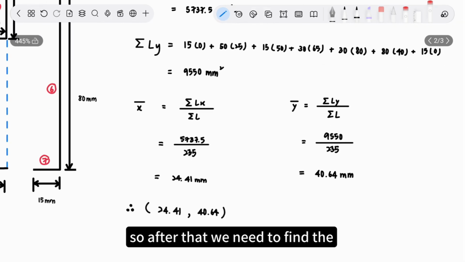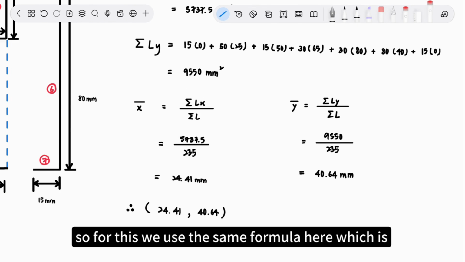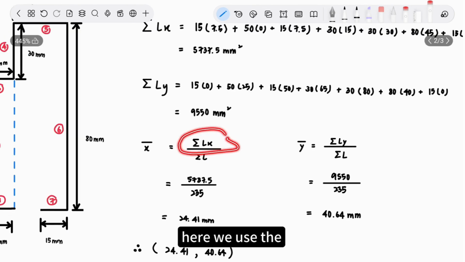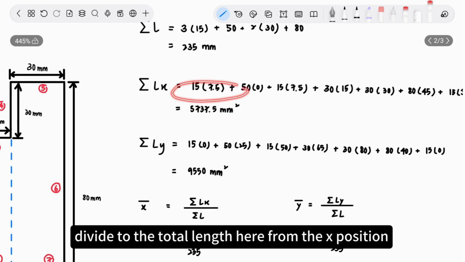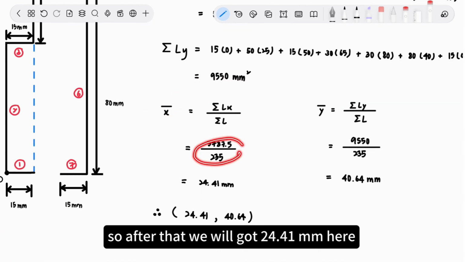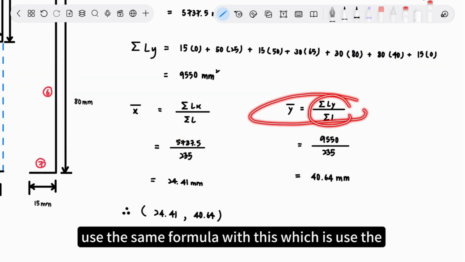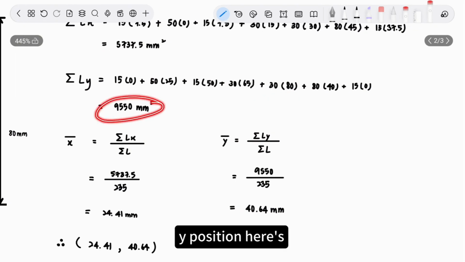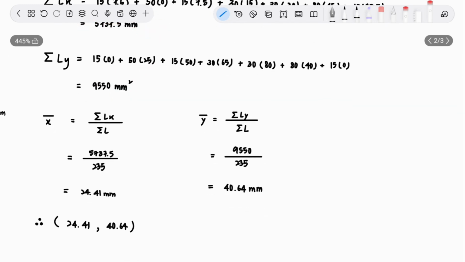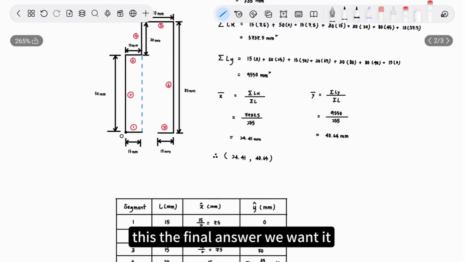After that, we need to find the answer we want, which is the X position. For this, we use the same formula here. We use this answer divided by the total length here, and we got 24.41 mm. For the Y position, we use the same formula with the Y sum here and the total length. After dividing, we got 40.64 mm here. This is the final answer we wanted. Thank you.